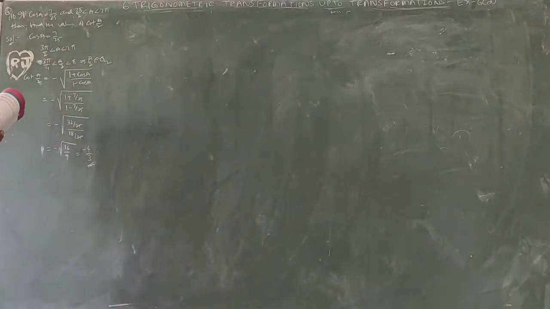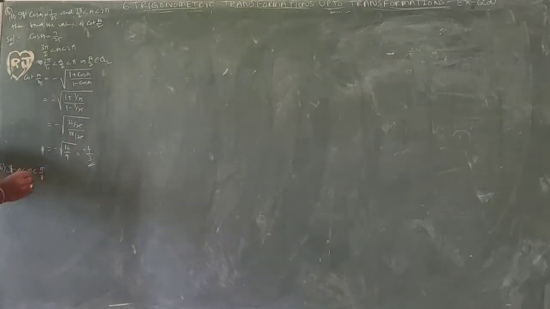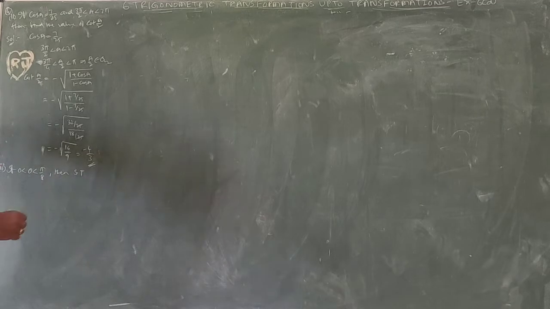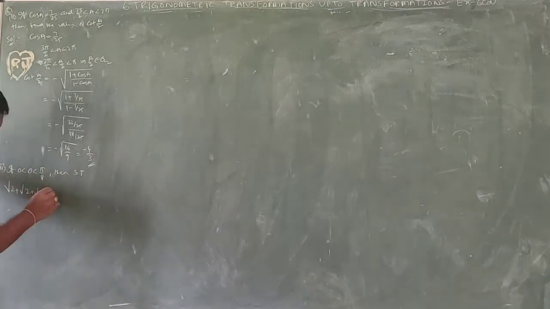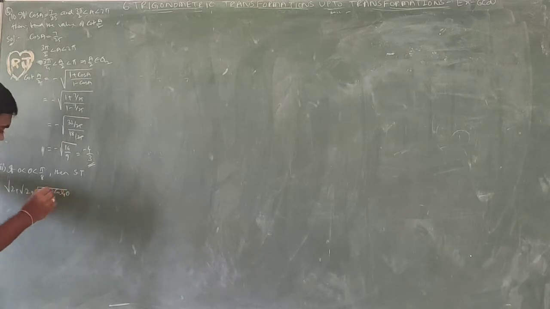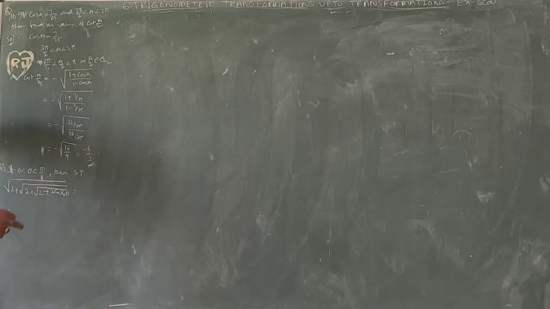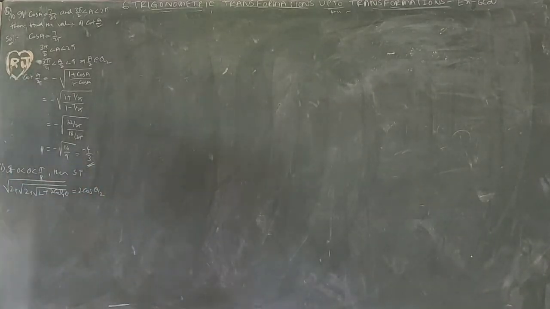Next, third question. If 0 less than theta less than pi by 8, then show that square root of 2 plus square root of 2 plus square root of 2 plus 2 cos 4 theta equal to 2 cos theta by 2. Okay.